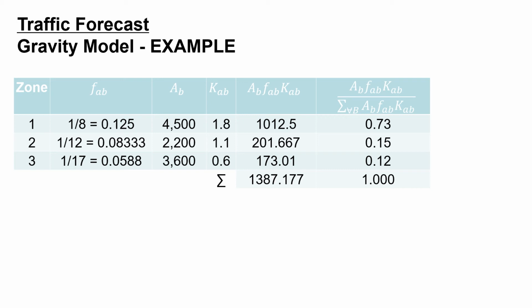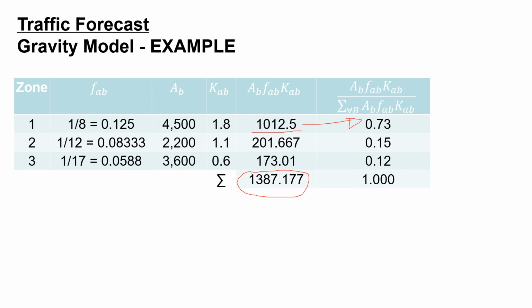So in this next column here, we're going to take each individual value from the previous column and divide by the total. So start with the first one, 1,012.5 divided by 1,387.177. And that's going to give us our value of 0.73.